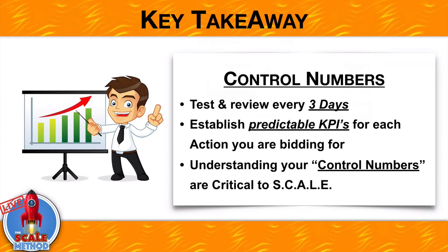Now, establish predictable KPIs for each action you're bidding for. Ideally, you absolutely should know, how much does it cost for you to get a like? What's the typical relevancy score with your likes? How much does it cost for you to get a click back to your website? What about the cost per lead or cost per sale? See, once you understand these control numbers, it's going to be critical to scale because you'll know exactly what dial to turn next.